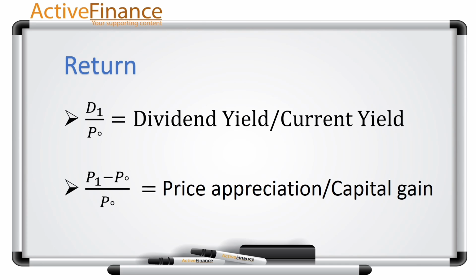There are circumstances where the share price can either increase or decrease. If the share price is increased, it is known as price appreciation or capital gain. If the share price is decreasing, it will be called a capital loss.